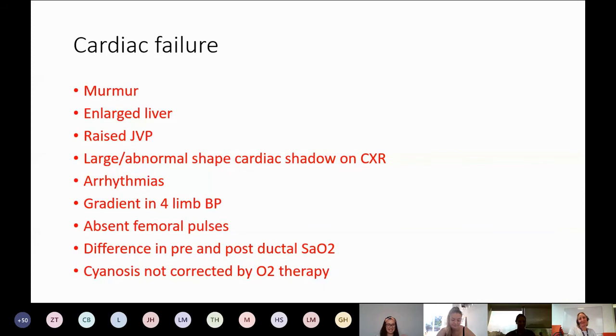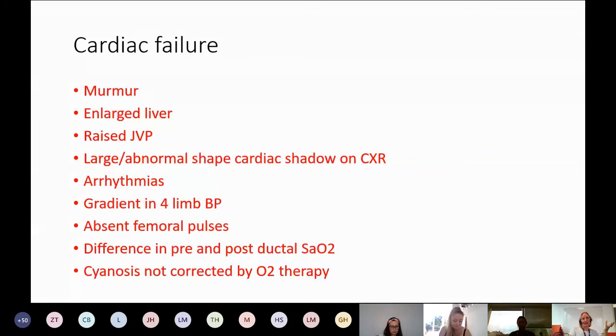So brilliant, all really good suggestions. And it's just something to highlight, isn't it, that the child that presents in circulatory failure may have an underlying cardiac issue that will definitely change how we manage them. So the kind of things that I thought about was listening and hearing for a murmur, so when you're auscultating the chest, if you can hear a cardiac murmur. Have they got a big liver as a sign of cardiac failure, isn't it? If they've got an enlarged liver because the liver's become engorged.